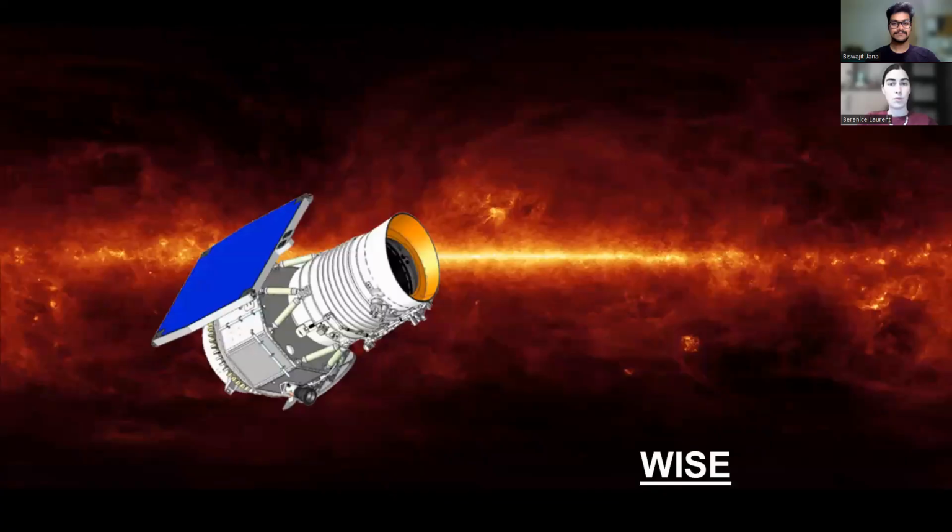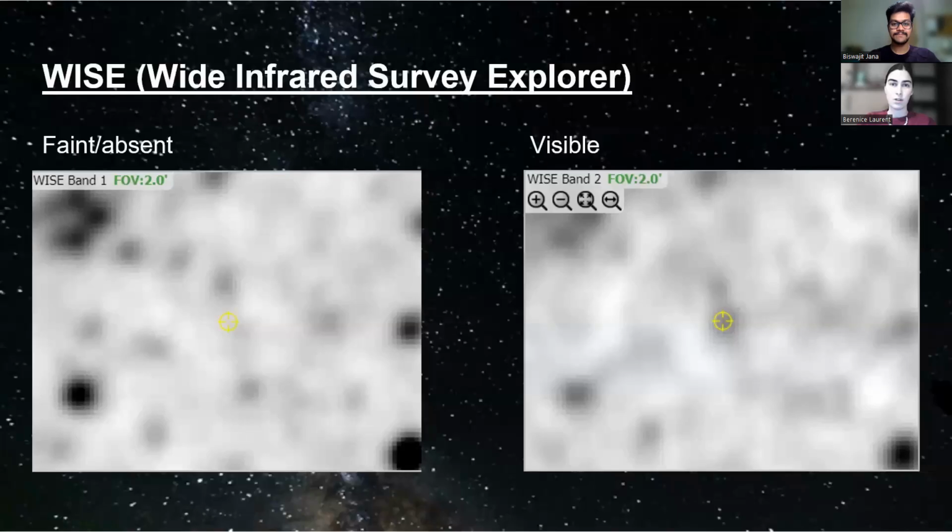Finally, the target was checked in the Infrared Science Archive, where we looked specifically at images taken by WISE, the Wide-field Infrared Survey Explorer. WISE is a space telescope that conducted an all-sky survey in 4 different wavelength bands in the infrared. For brown dwarfs, we focused on images taken in the W1 and W2 bands, which correspond to 3.4 and 4.6 microns respectively. A brown dwarf should be visible in W2, but faint or absent in W1.